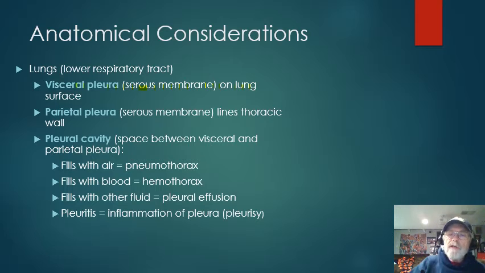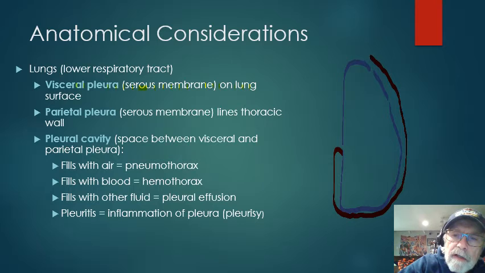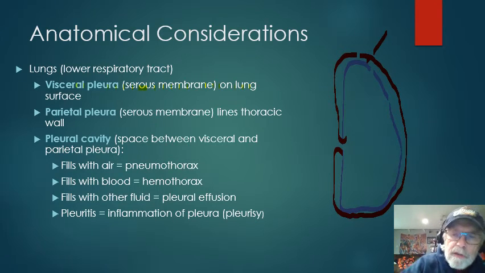And so that membrane starts out like this, comes around like this, and when it gets to the hilum of the lung, it turns back on itself like this. And what that does is create a space between, which is called the pleural space or the pleural cavity. And that parietal pleura and visceral pleura are both serous. What do serous membranes do? They make serous fluid, which is that slippery fluid.